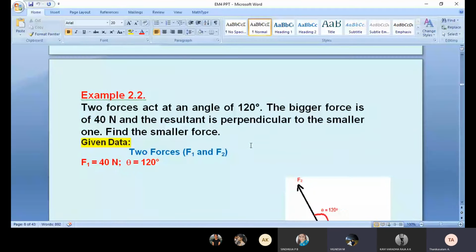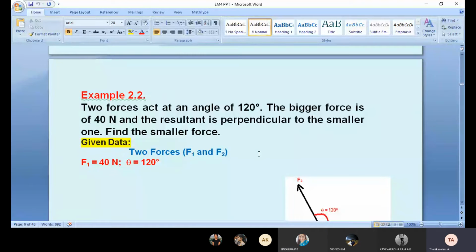Anaraja, can you read this problem? Raja? Sindhuja, can you read this problem?